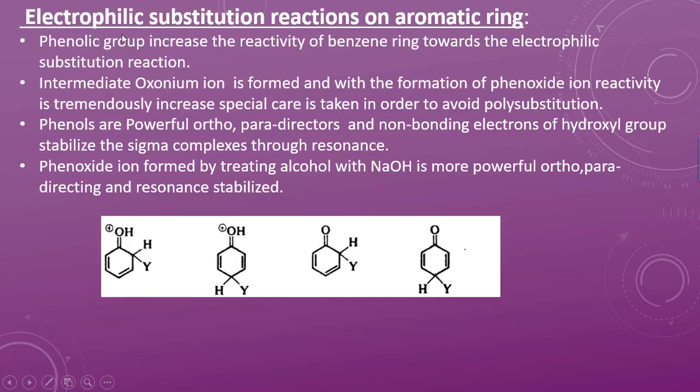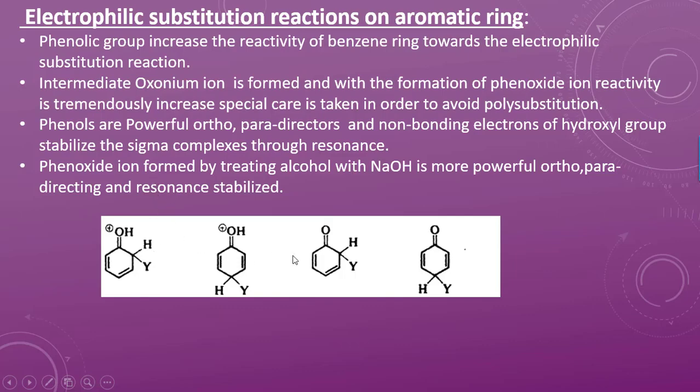The other type of reaction that occurs in phenolic compounds is electrophilic substitution reaction on the aromatic ring. The phenolic group increases the reactivity of the benzene ring towards electrophilic substitution, as we know that this hydroxy group is ortho-para directing, and it increases the electron density at ortho and para positions, and the electrophile can easily attach at the ortho and para positions. The non-bonded electron pairs present on the oxygen of the hydroxyl group actually stabilize the oxonium ion that is formed as an intermediate in those electrophilic substitution reactions.